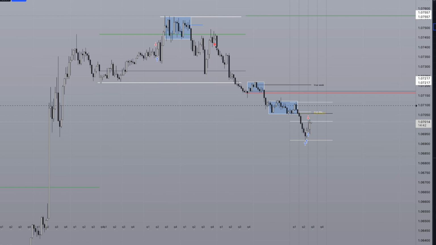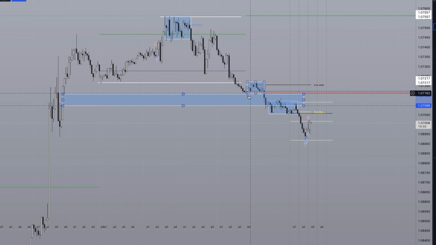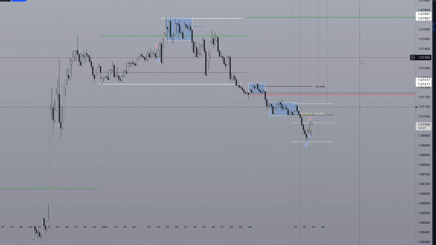A lot of people tend to get chopped up in the middle here, not knowing where the price is going to go next. Always have a higher time frame PD array. For example, if you were looking for a long, right, you would take it around this fair value gap, which ended up being respected for just a little bit before the move downwards.